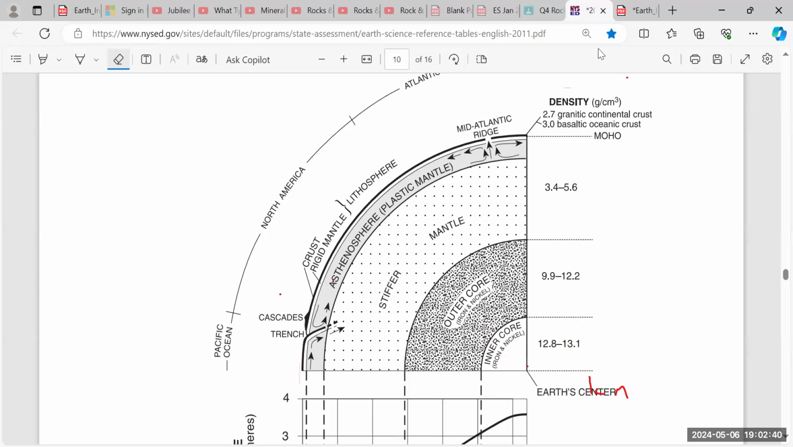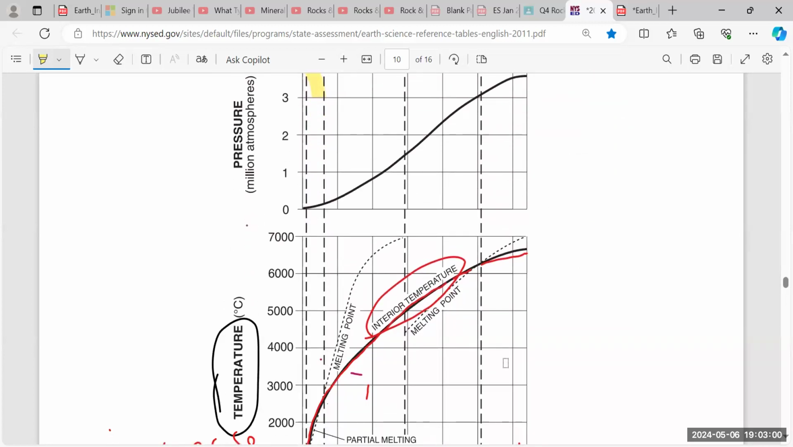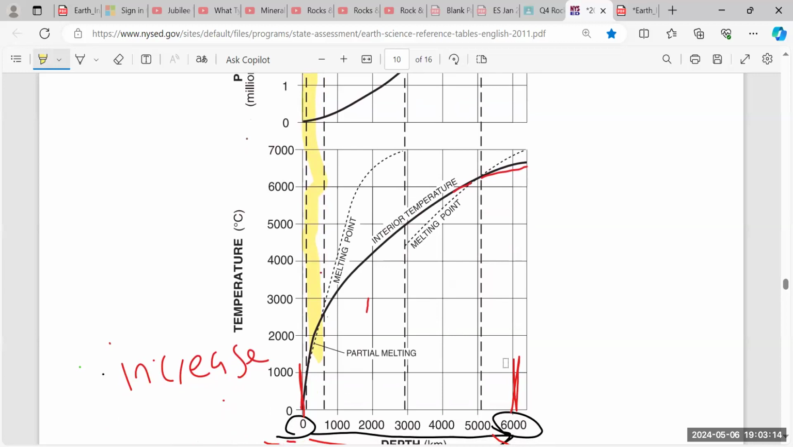And we're going to go to the plastic mantle. It's so important that we don't confuse that with the stiffer mantle. So the plastic mantle is this gray area, and I'm just going to highlight it so we do not make any confusion as to what we're looking at. And as I scroll down, let's keep going. And remember, we are only focusing on temperature.